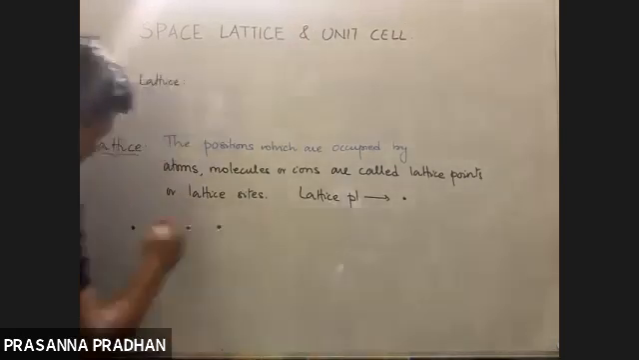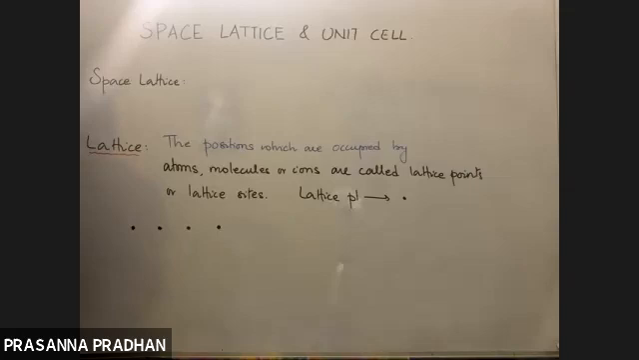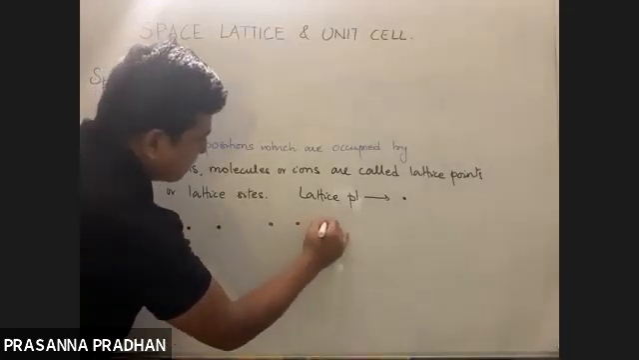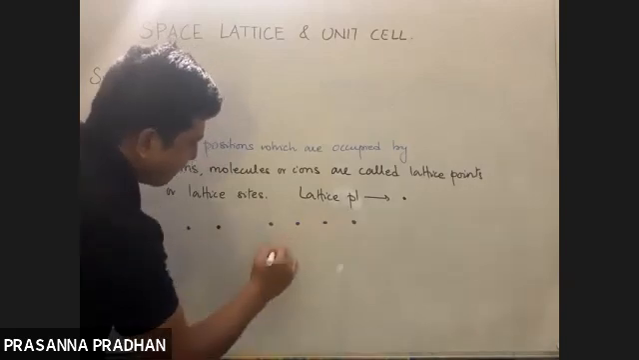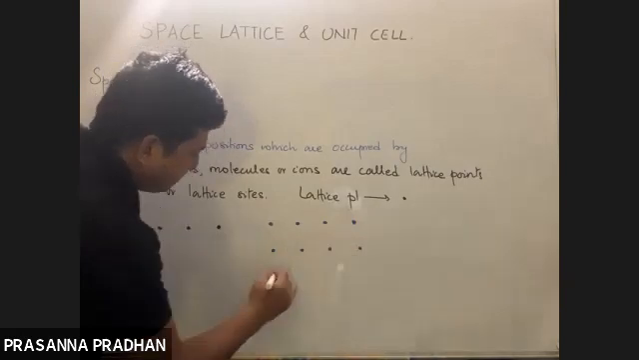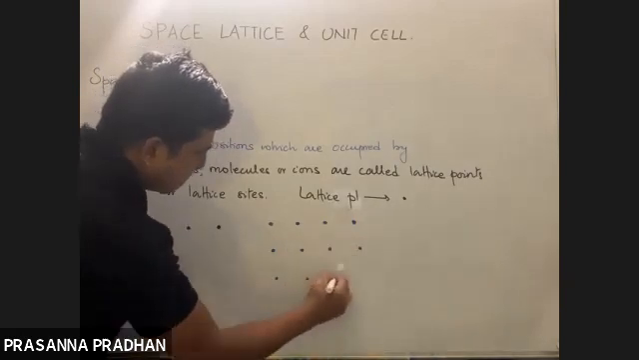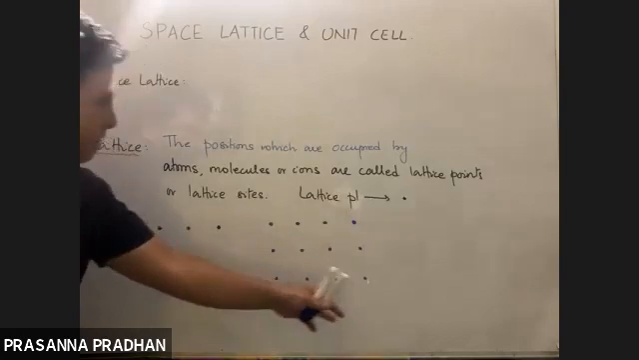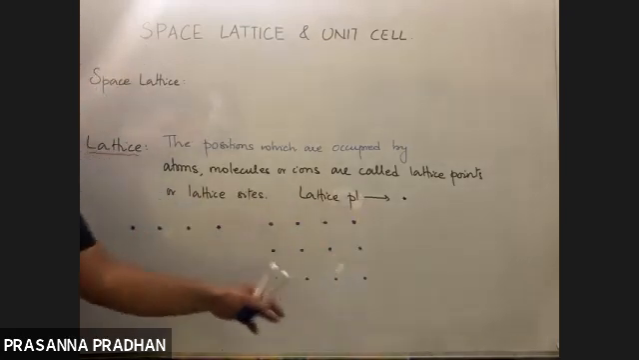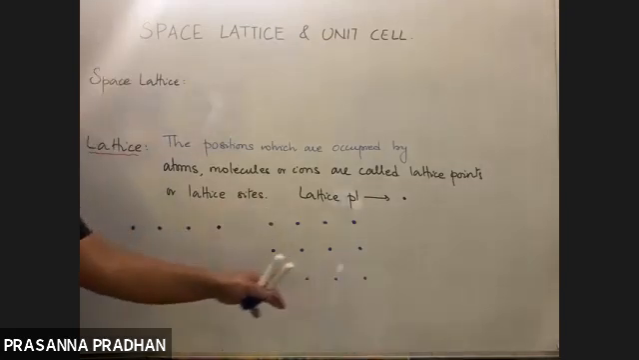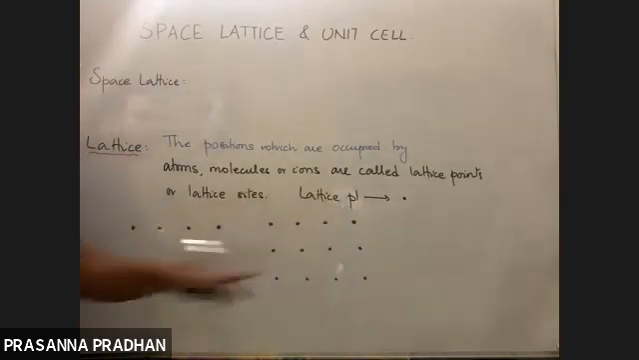Now, if I draw an arrangement of particles along two dimensions, say if I draw points like this, there is a regular arrangement of lattice points. This is the arrangement of lattice points along how many dimensions? Along two dimensions, along the x-axis and along the y-axis. So this represents the lattice points along two dimensions.